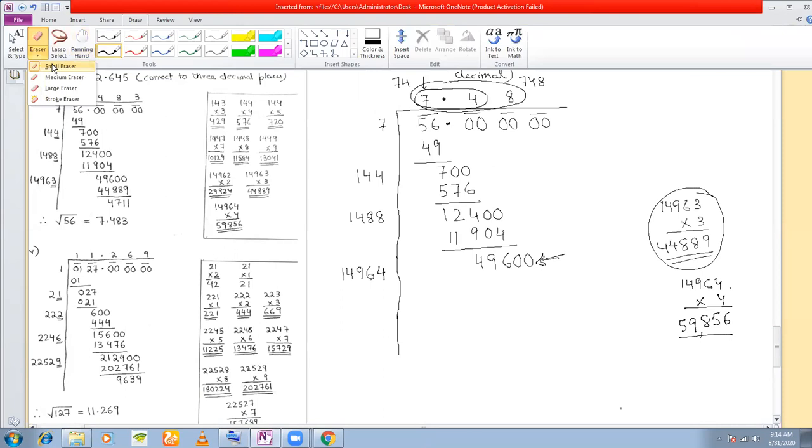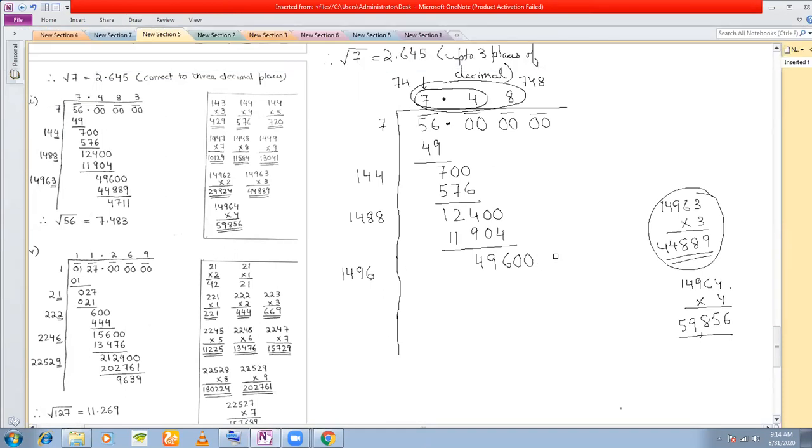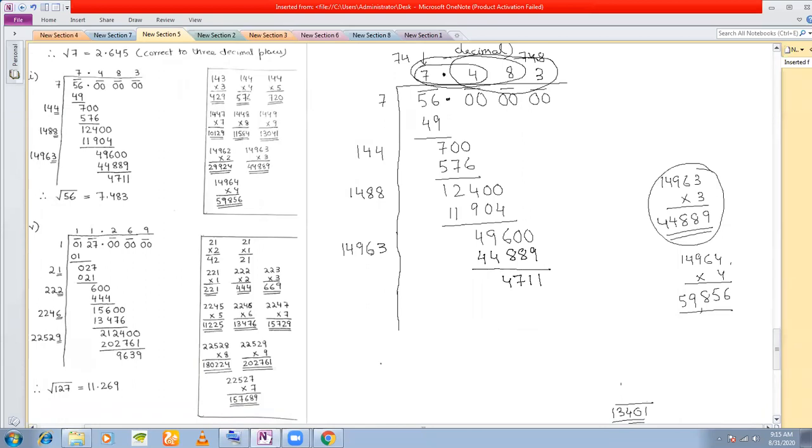Therefore I'm going to erase this, and you're going to put a 3 here, and a 3 here. Multiplication with 3, what we had got, 44,889. Then you subtract to get 4711. So what is the square root that we are getting? They had asked only to do till 3 places of decimal, so we stop here. Therefore, we write square root of 56 is equal to 7.483.